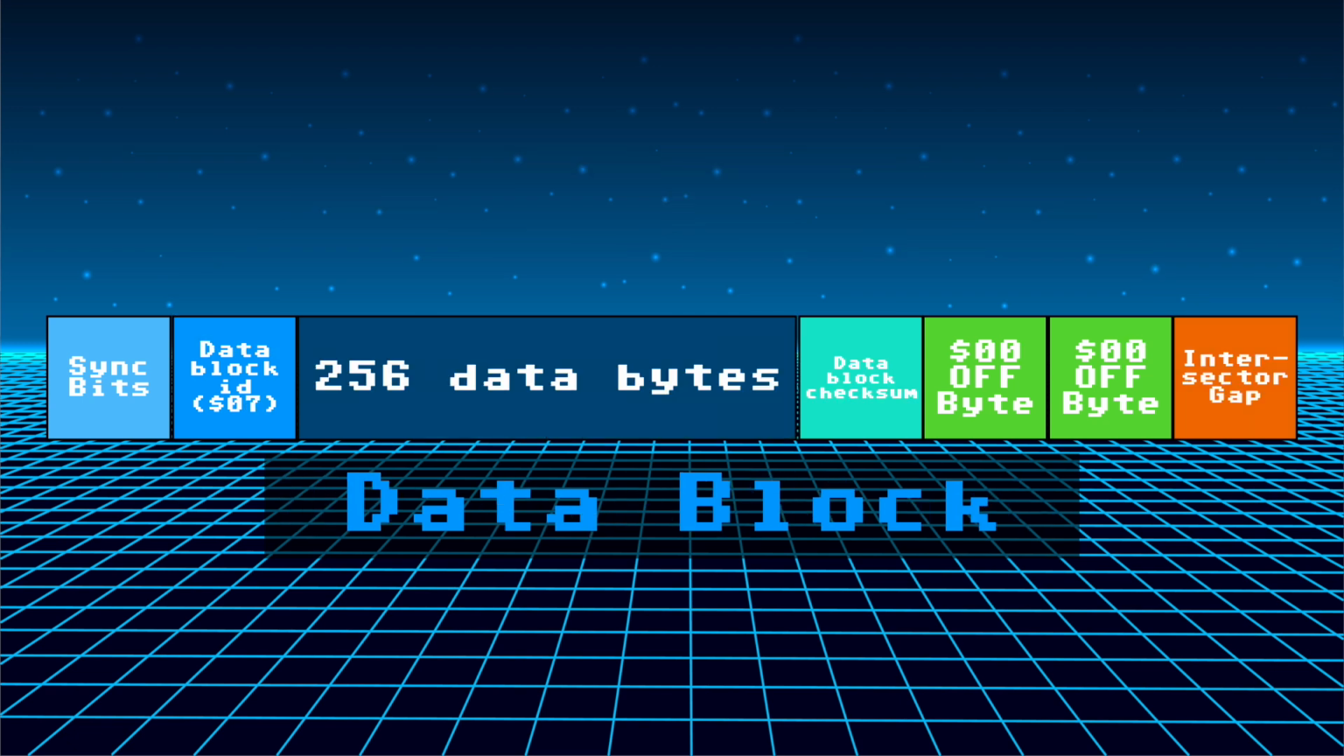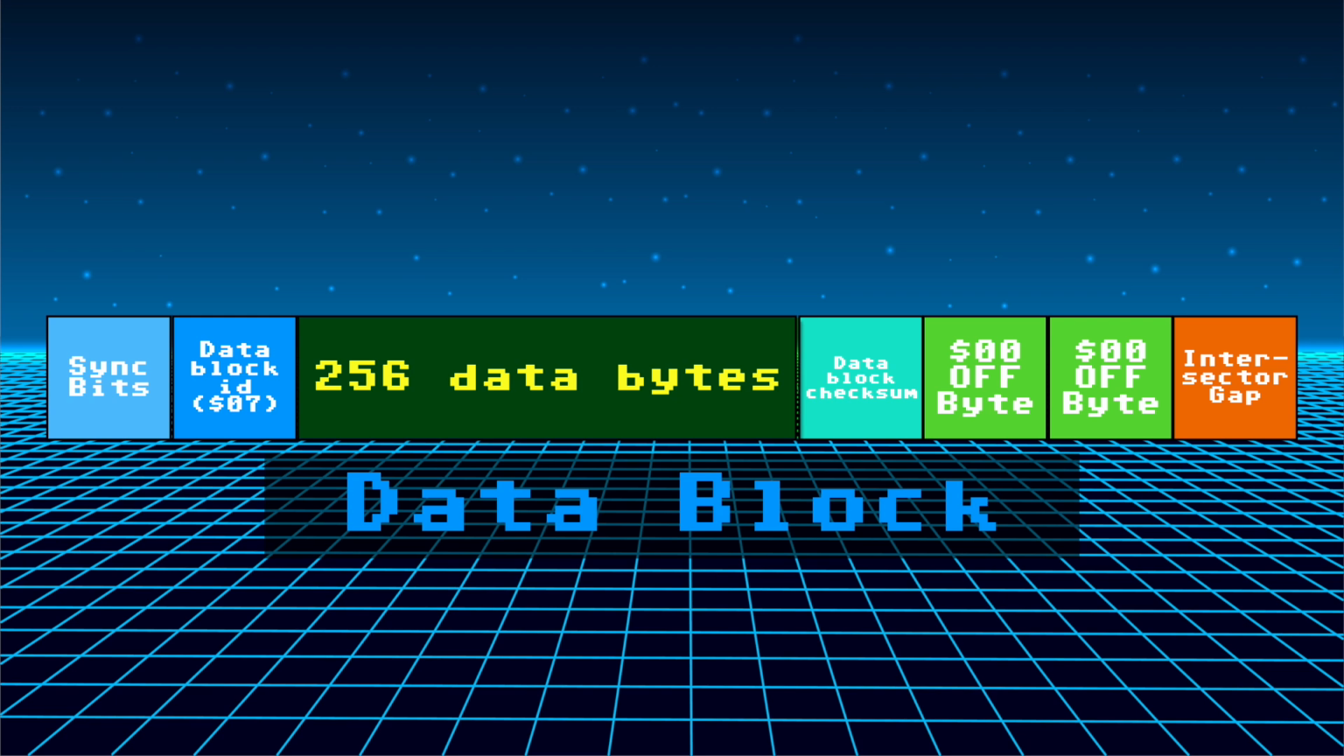Now let's look at a data block. The data block is preceded by a sync mark exactly like the one before the header block. The first byte of the data block is the data block identifier, which is hex 07. This tells the drive it's reading a data block, not a header block. The next 256 bytes are the actual data that is stored on disk.